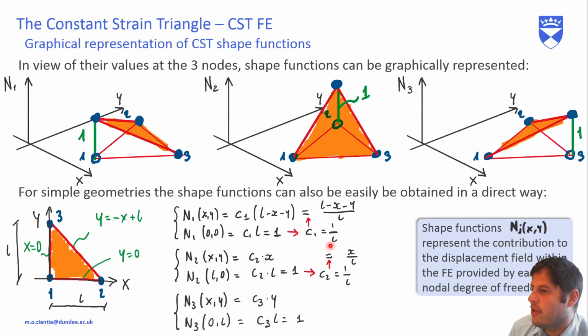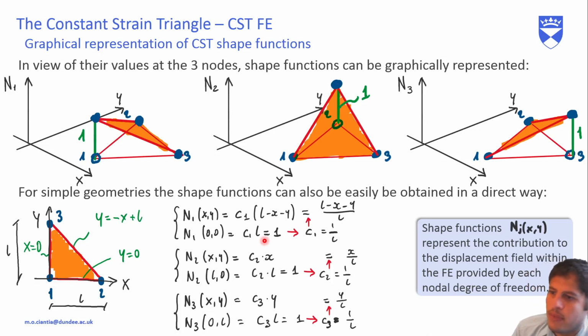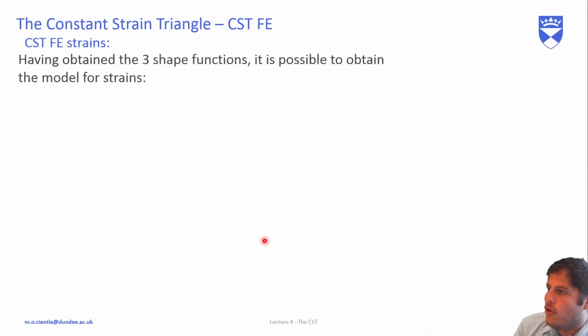Finally, I can do this for the third shape function, N3. I write the equation of this line here, and as I did for these two, I can obtain the constant and the shape function N3, y over L. So this is the way we can obtain shape functions for simple geometries, like in the end of the day our hand calculation problems that we will see next week.